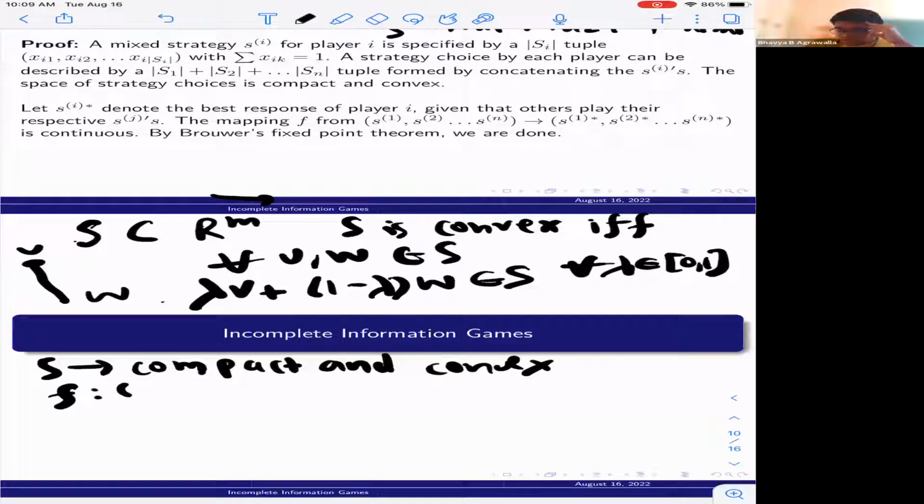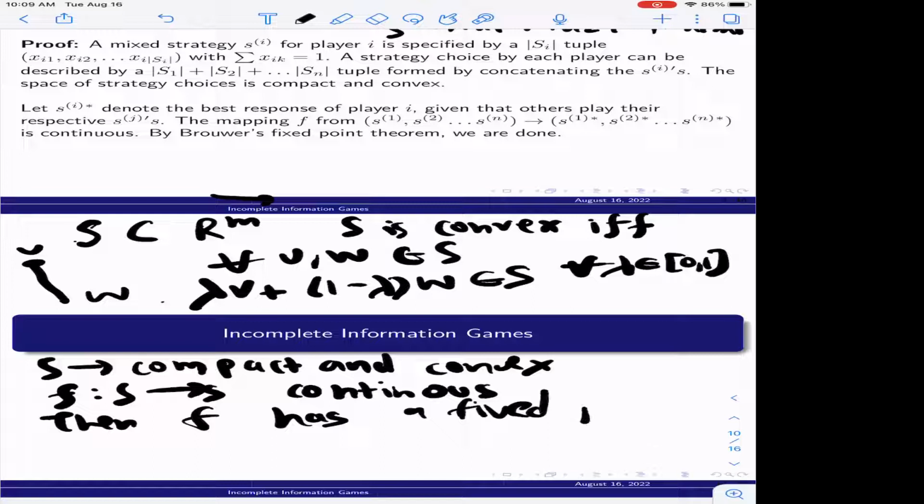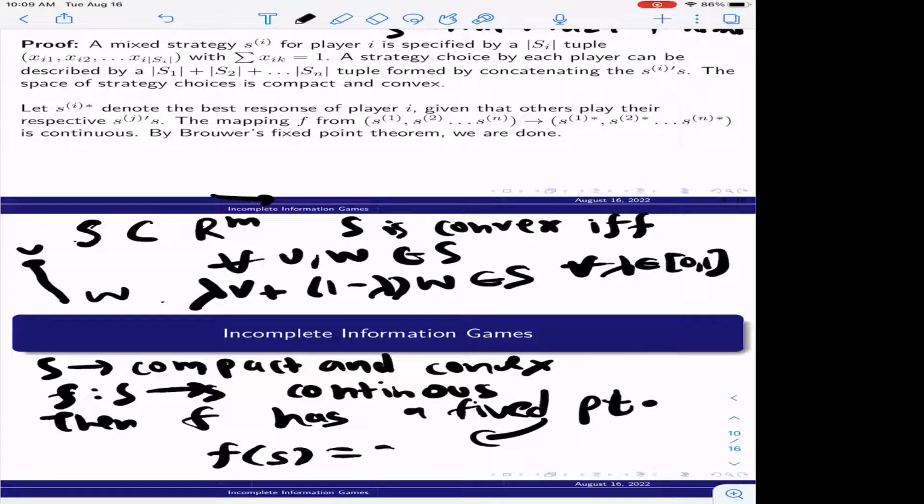So if F from S to S is continuous, then F has a fixed point, if S is compact. A fixed point is just a point which maps to itself. So for every continuous function from a compact and convex set to itself, there has to be a point which maps to itself.